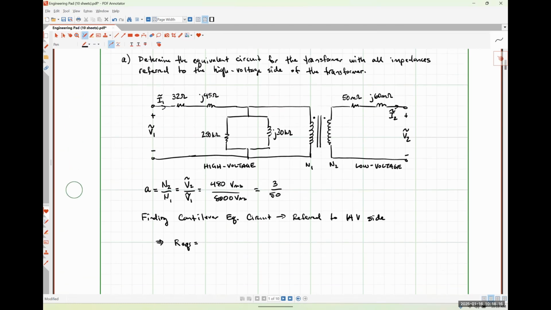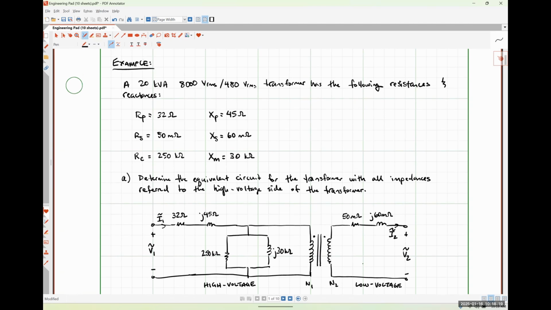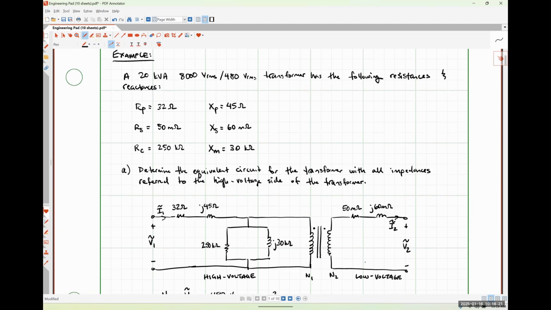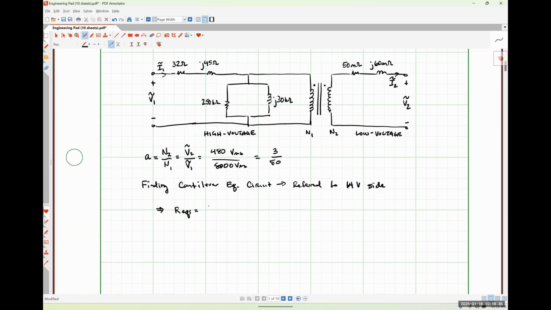32.05 plus. Where did you get 0.05? Oh, okay, I see where he got the 0.05. The 0.05 is from the 50 milliohms. But it's not going to be 32.05. The 32 ohms is already on the primary side, so we don't need to scale that by any factor whatsoever. That 50 milliohms, though, is going to have to get scaled by a factor of 1 over A squared.